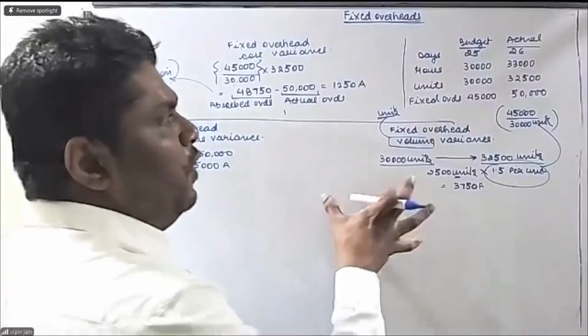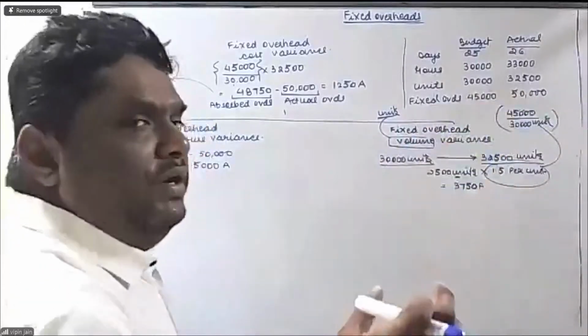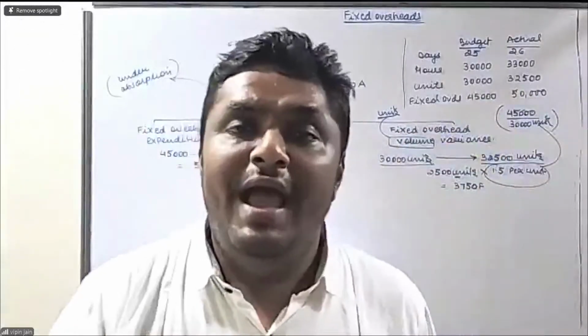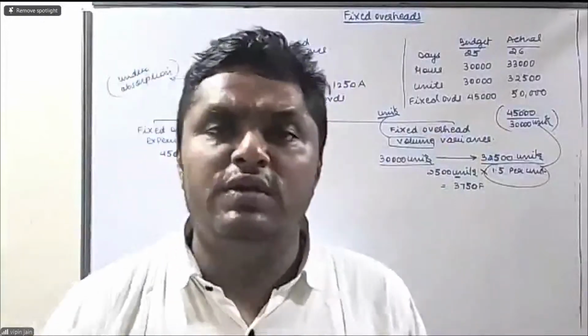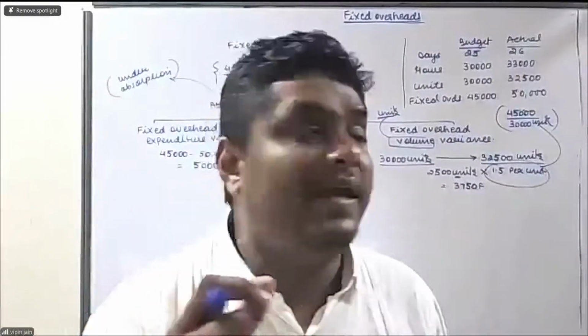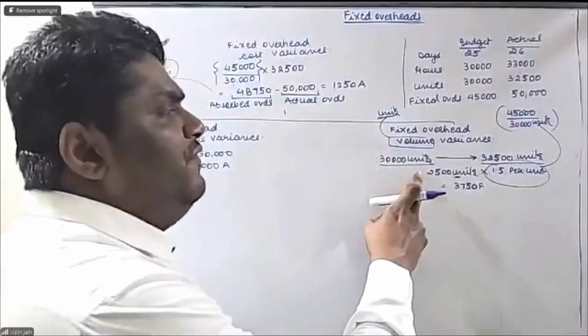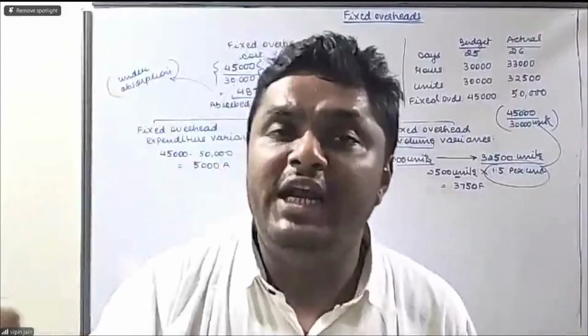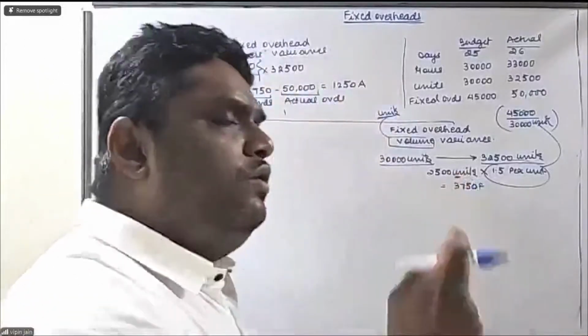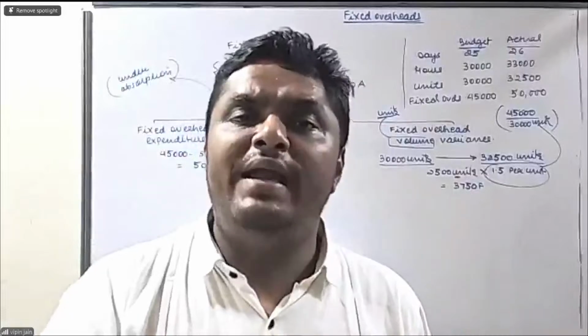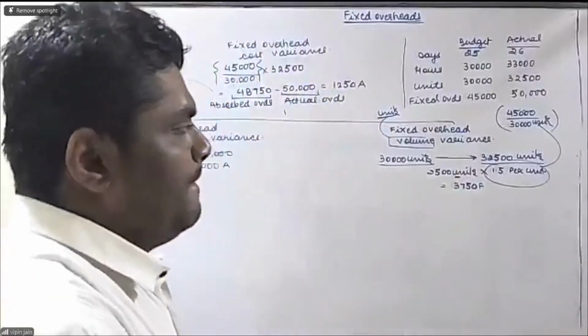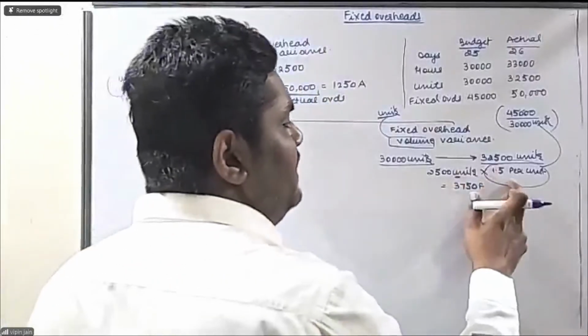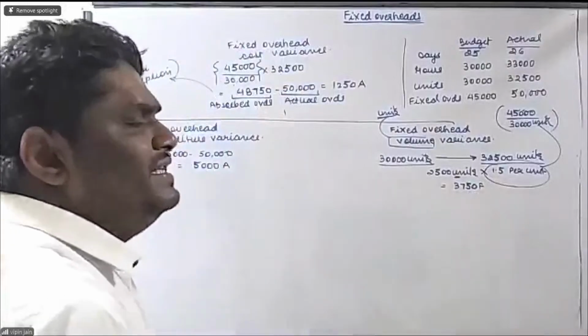So again, I repeat, volume variance: 30,000 units we were supposed to manufacture. Actually, we manufactured 32,500 units, 2,500 units extra, into the rate per unit. Since we have calculated the units, we will multiply by the rate per unit. So 2,500 into 1.5, this is how we'll get 3750.